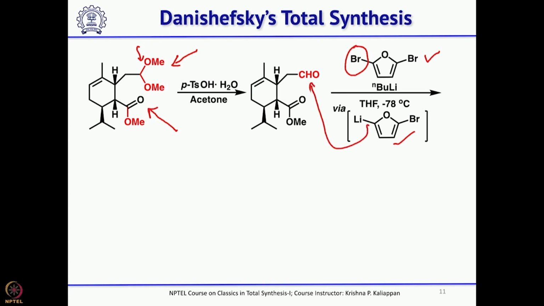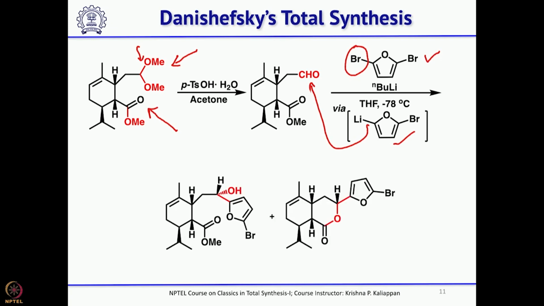So, you have aldehyde and ester, and as you know, aldehyde is more reactive than ester. So, once it adds to the aldehyde, what you get is a mixture of this alcohol, which is a result of direct addition of this lithio species to the aldehyde, and the second product is nothing but this alcohol attacking the ester carbonyl and forming the 6-membered lactone.